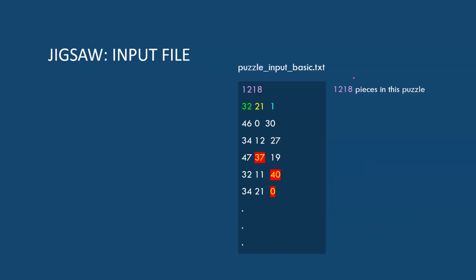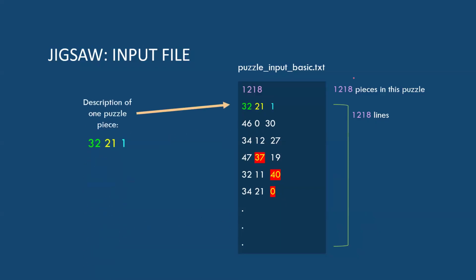But we got this 1,200 and some pieces here. That means you're going to have 1,218 lines after that first line. So your whole file should be 1,219 lines long, if we look at the line numbers in there. And so there's our puzzle piece.